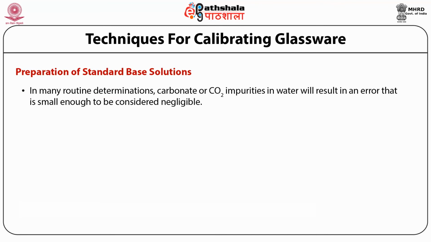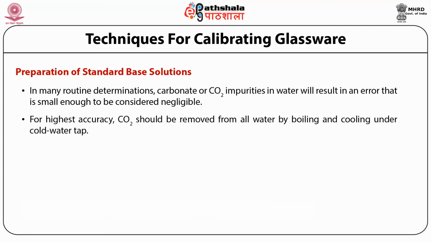In many routine determinations not requiring the highest degree of accuracy, carbonate or carbon dioxide impurities in water will result in an error that is small enough to be considered negligible. For the highest accuracy, carbon dioxide should be removed from all water used to prepare solutions for acid-base titrations, particularly alkaline solutions. This is conveniently done by boiling and cooling under a cold water tap.